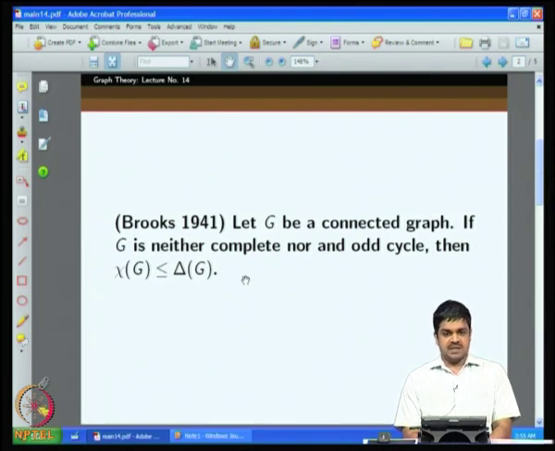The background was that the greedy algorithm, the easy algorithm of coloring which we discussed, namely color one vertex and pick up another vertex and give it a color which is not already used, but if something is available among the already used colors, then use it. This simple algorithm would definitely color the graph in at most delta plus 1 colors, but Brooks' theorem says even delta plus 1 colors may not be required.